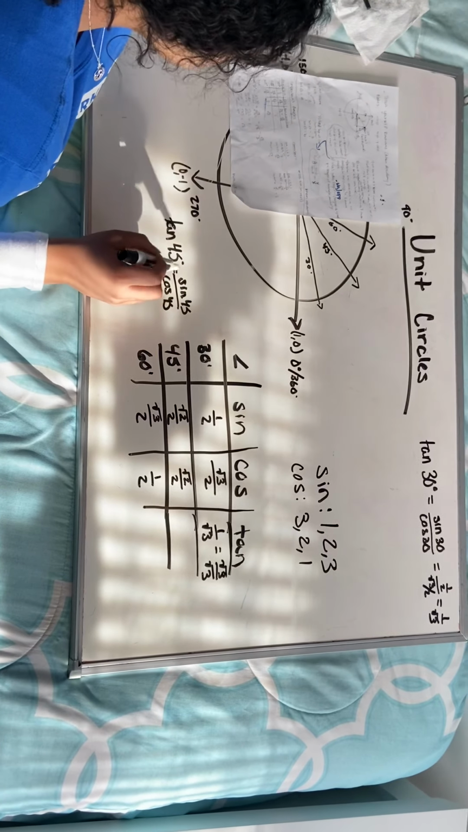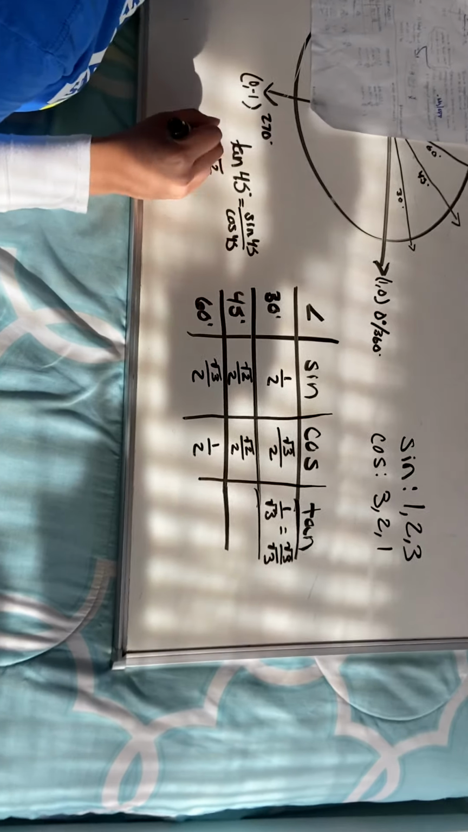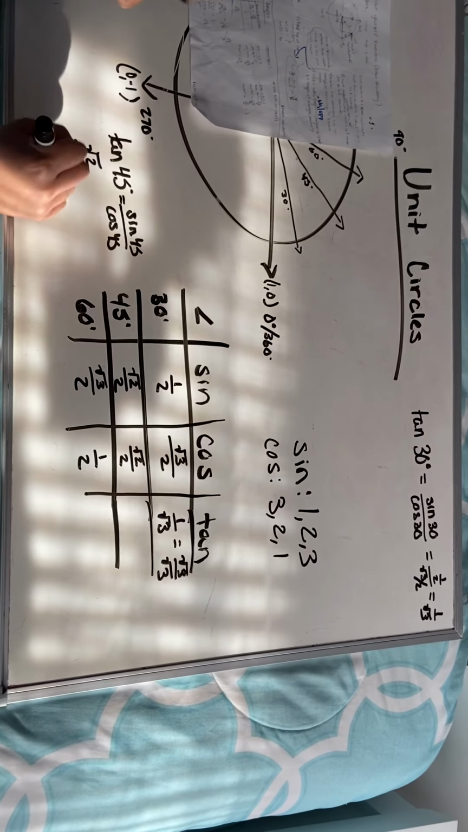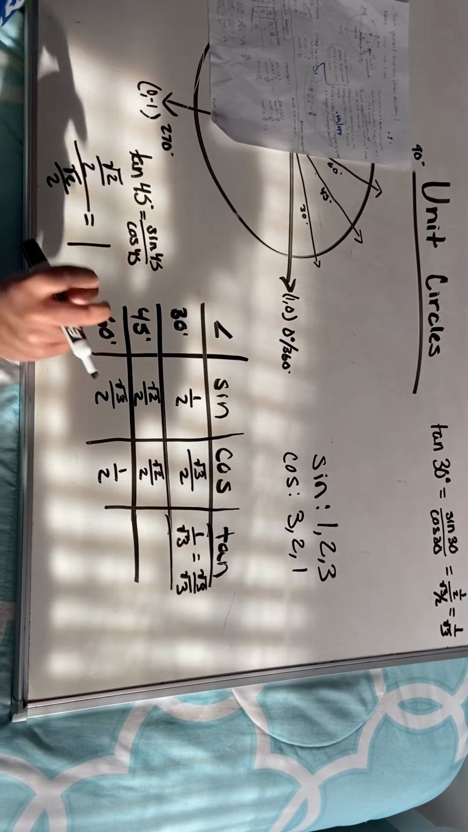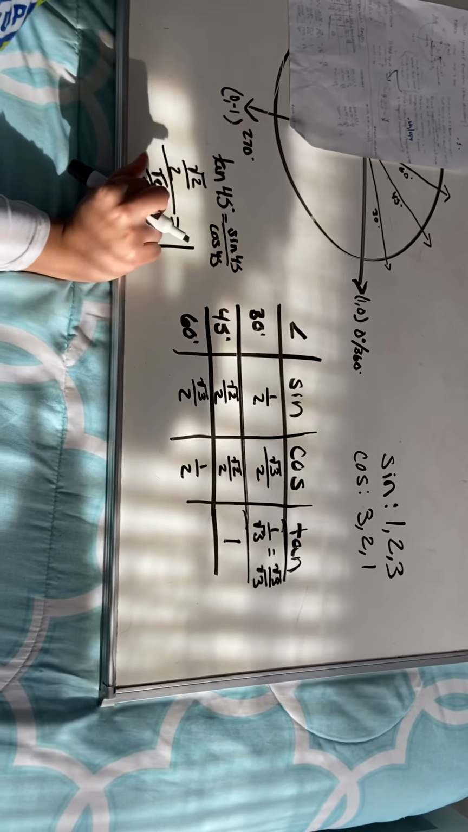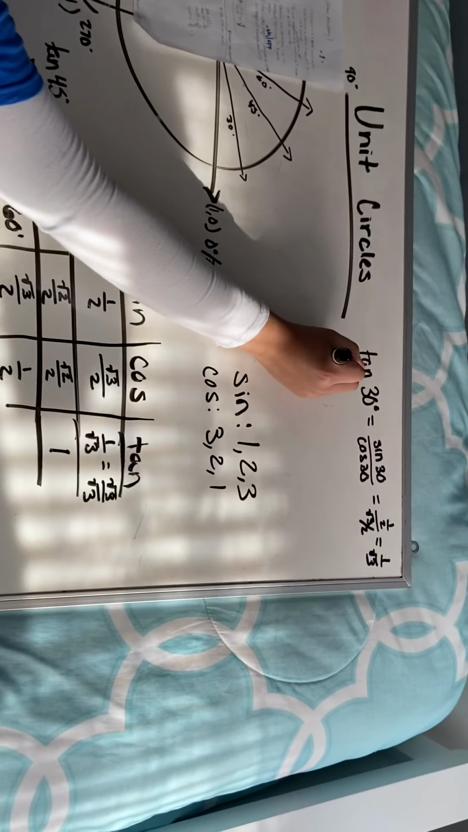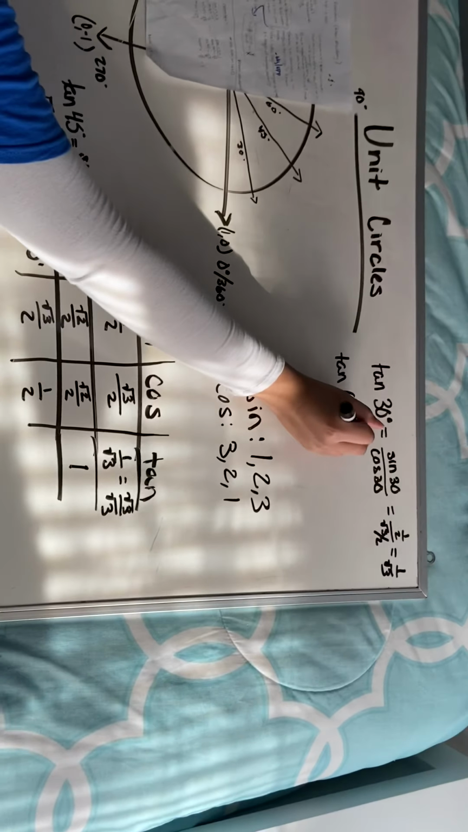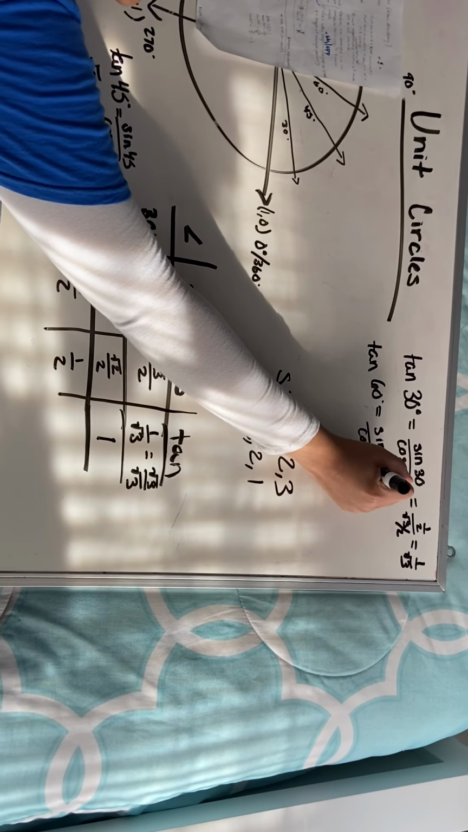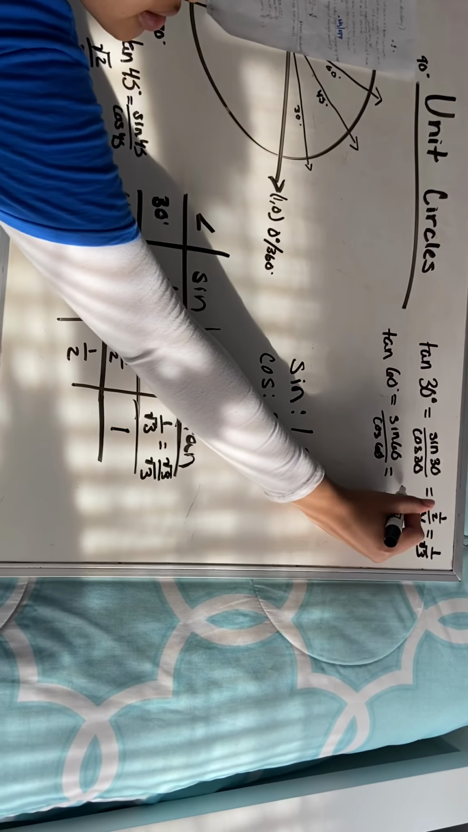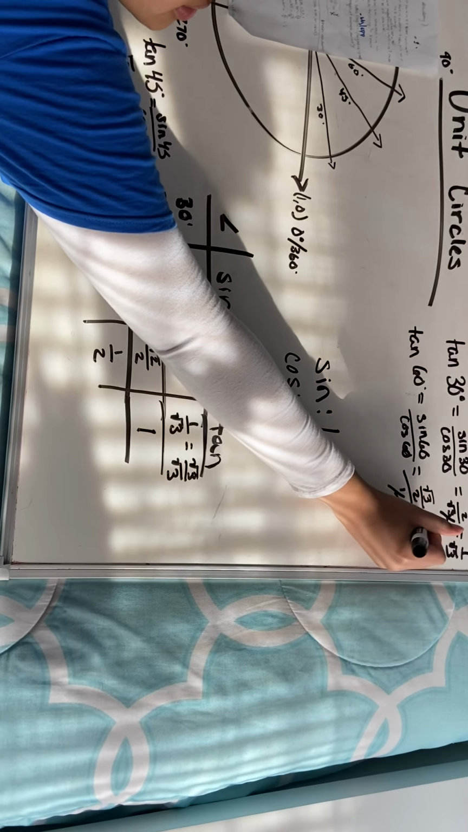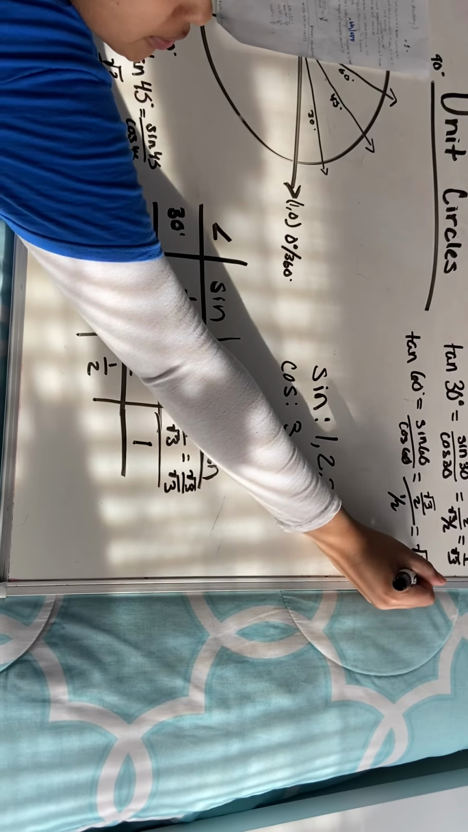Now to find the tangent of 45, you do tan 45 degrees equals sine 45 over cosine 45, which in this case is square root of 2 over 2 divided by square root of 2 over 2 again, which equals 1. So the tangent of that would be 1. And for tan 60, tangent of 60 will be sine 60 over cosine 60, which in this case is square root of 3 over 2 divided by 1 over 2, which equals square root of 3.